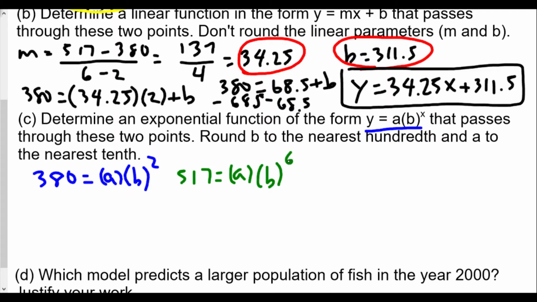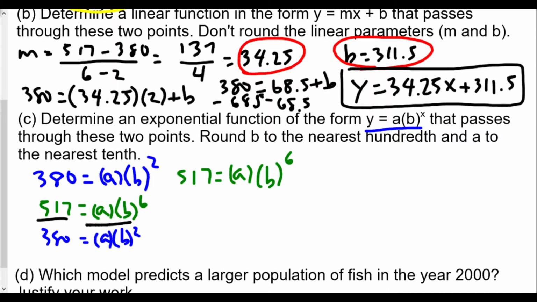All right, so our first step is to plug in our values of x and y into our form of y equals a times b to the x. Very similar to what we did here, to solve for the b value, after we found the slope, right? And so now what we do, because we don't have a, we're going to divide. We take 517 is equal to a times b to the 6th power, and divide that by 380 is equal to a times b squared. And we'll divide them, and so we see that the a values will divide out.